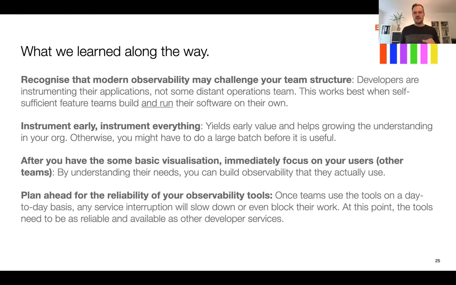You should also plan ahead for the reliability of your observability tools, because what we realized is that once the teams use those tools on a day-to-day basis, any service interruption will basically block their work, and you will have an outcry and you have to fix it. So very quickly there comes a point where those tools need to be as reliable and available as other developer services. For example, your Git infrastructure, your GitLab, or your build runners, and so on.